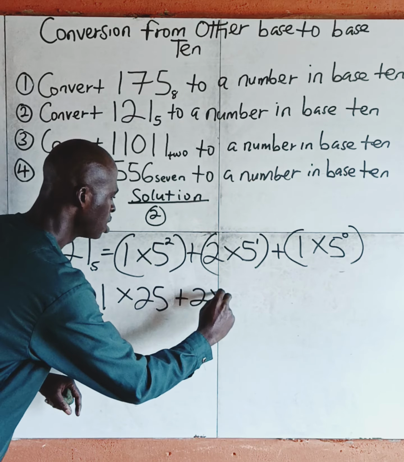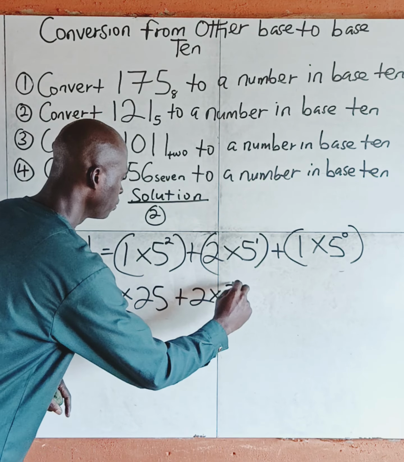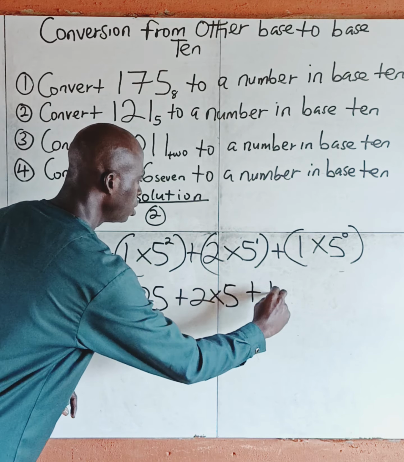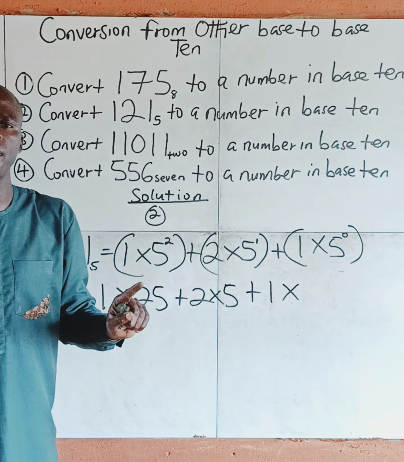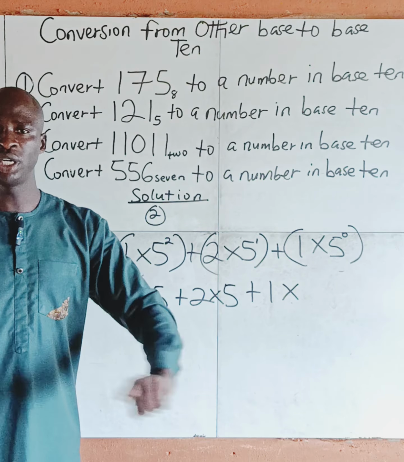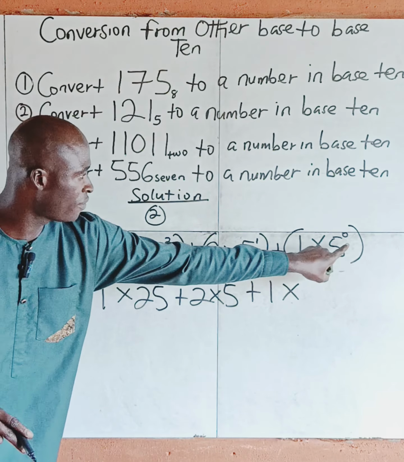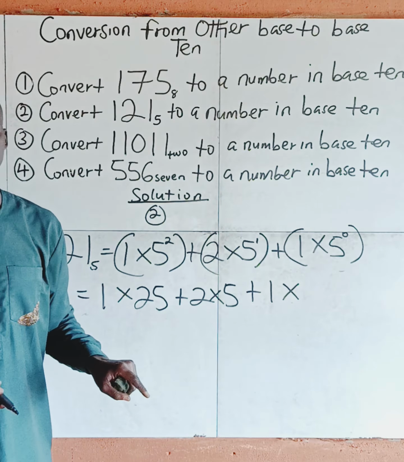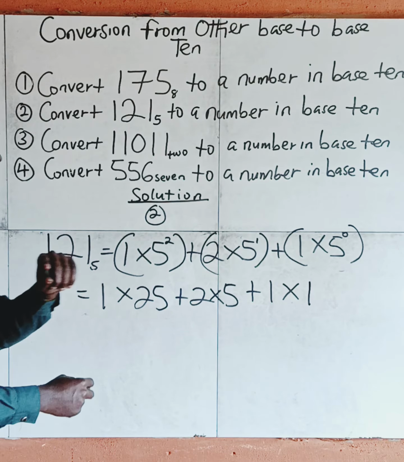We'll move to the next. Here becomes 2 multiplied by 5 raised to the power of 1, which is 5. And right here, this is 1 multiplied by, from the laws of indices, any number raised to the power of 0 is 1. 1 trillion raised to the power of 0 is 1. 1 billion raised to the power of 0 is 1. So this 5 raised to the power of 0 automatically means 1. So I write the 1 here. This becomes 1 times 1. So let's spread it out.